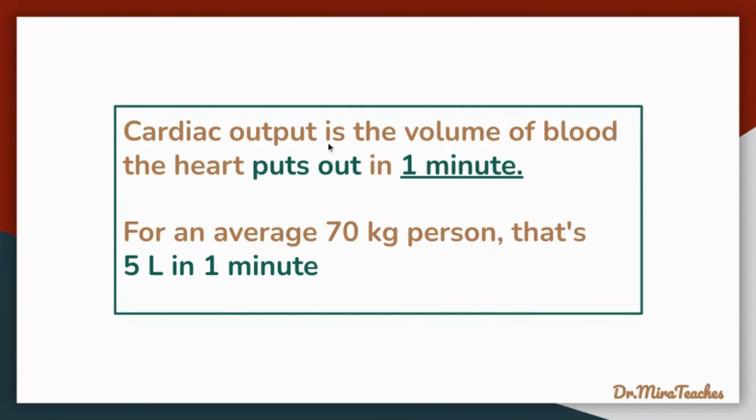Now, when you're looking at output, you are not just looking at the fact that it is blood that comes out of the heart. You have to look at the amount and the time factor. So cardiac output is the volume of blood the heart puts out in 1 minute. So we've seen the amount and then the time factor. And for an average 70 kilogram person, that's about 5 liters in 1 minute. So if somebody comes to you in the hospital clinic, you can estimate, oh, this person will have a cardiac output of about 5 liters in 1 minute. That's a general rule for the average adult. All right, so that's cardiac output.